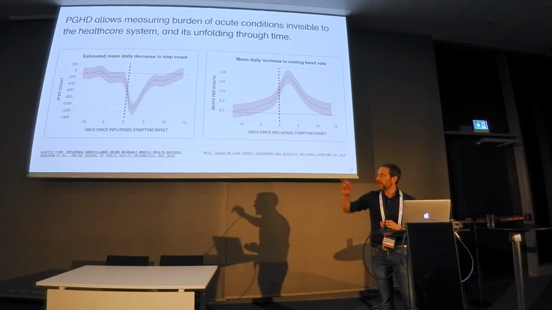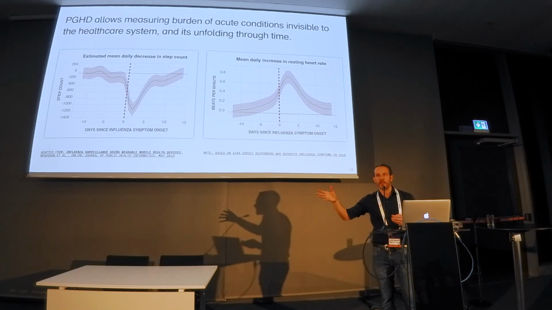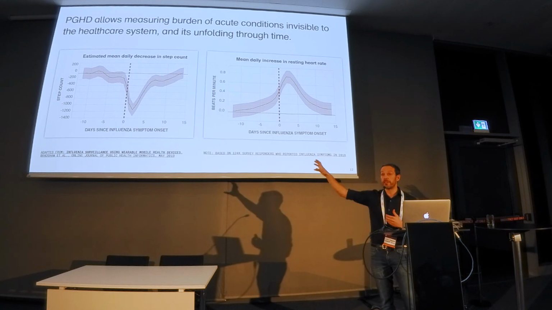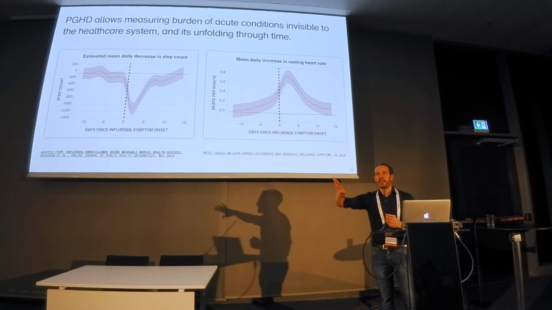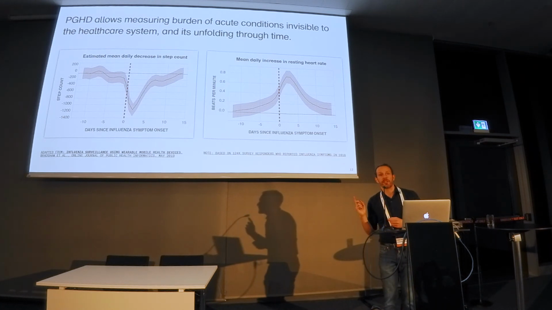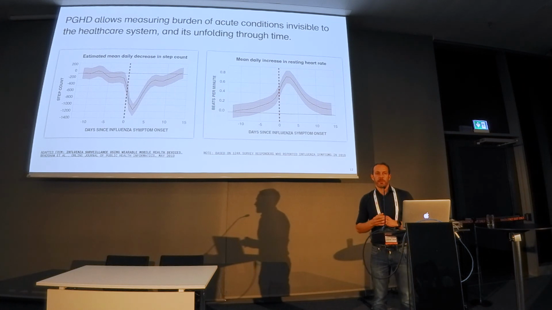And one of the interesting things is that most of those flu events are actually not being reported to medical care. These people didn't go to the doctor because the flu wasn't that bad, but you can still see that it is relevant at the activity loss level. And on the right-hand side, even more interestingly, you can see a change in resting heart rate at the population level. What is the application of these things?